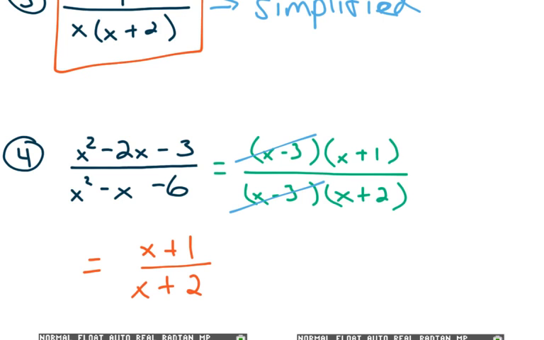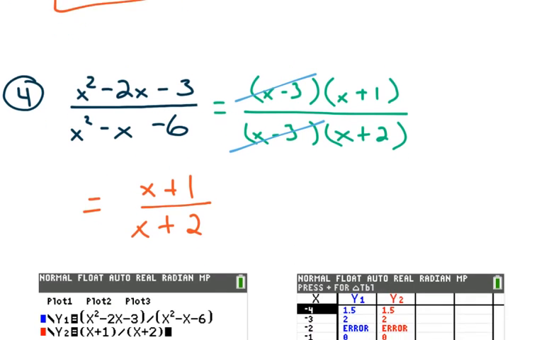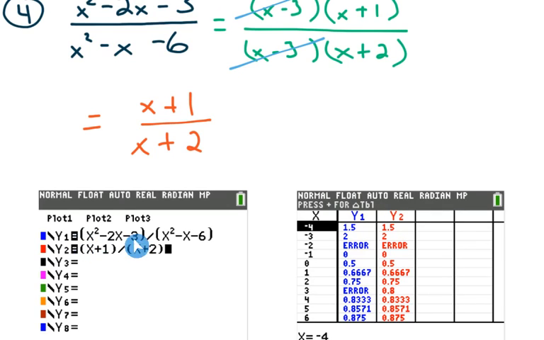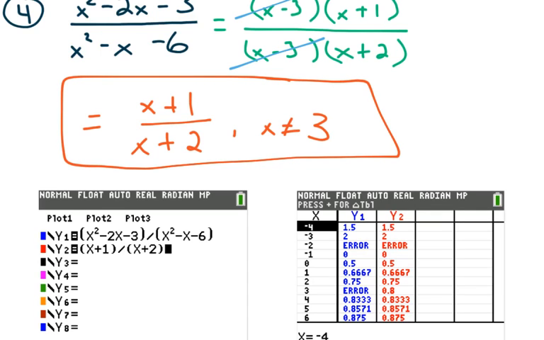Now, once again, since we've canceled things out, we should probably go back and take a peek at the calculator. So when I plug in the two expressions, the original, x squared minus 2x minus 3 over x squared minus x minus 6, and then our answer, x plus 1 over x plus 2, and take a look at the calculator. At negative 2, they both have errors, so we're good there, but we do have one inconsistency at 3. When we have that inconsistency, that's the one we need to list. We need to say that x cannot be equal to 3. And now this is equivalent to our original expression.